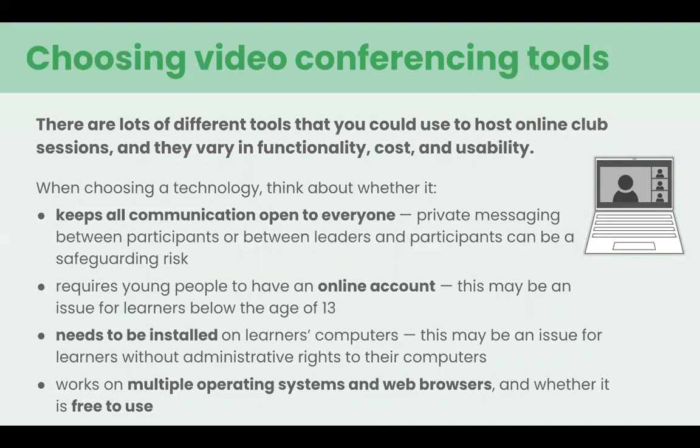Some require young people to have an online account, so this may be an issue for learners below the age of 13. Some need to be installed on a learner's computer, so this may be an issue for learners without administrative rights to their computers. And some work on multiple operating systems and web browsers. Another consideration to keep in mind is its price. So if it's free to use, then by all means, that's the better way to go.